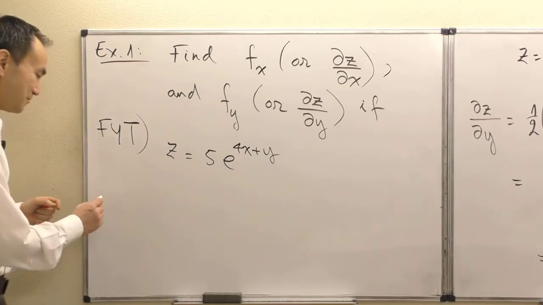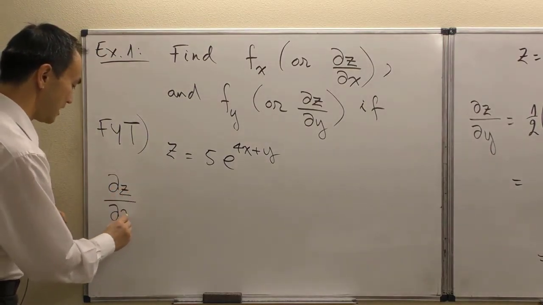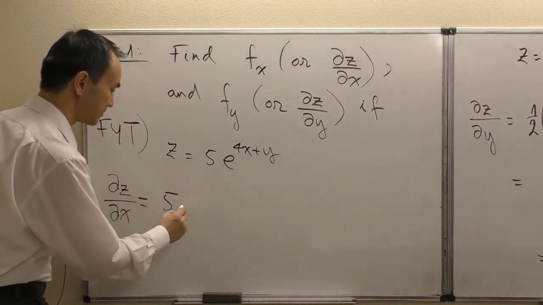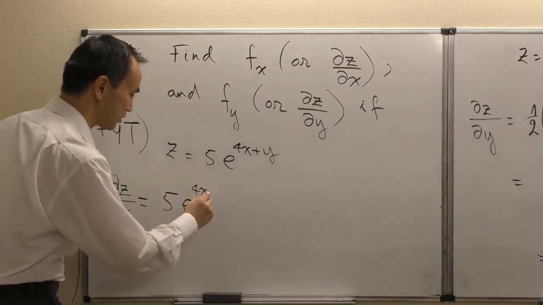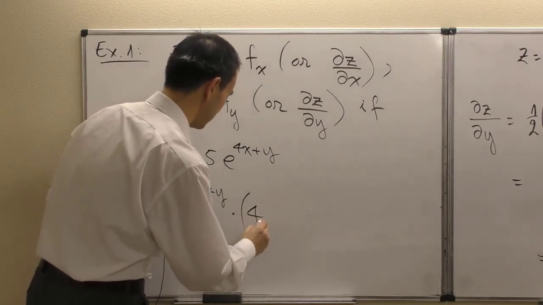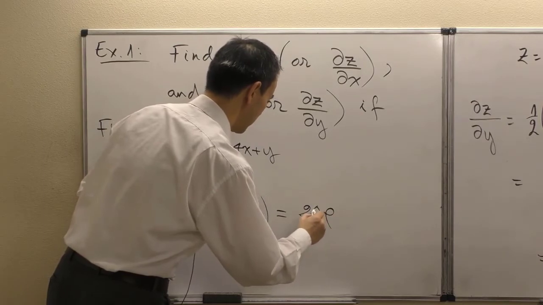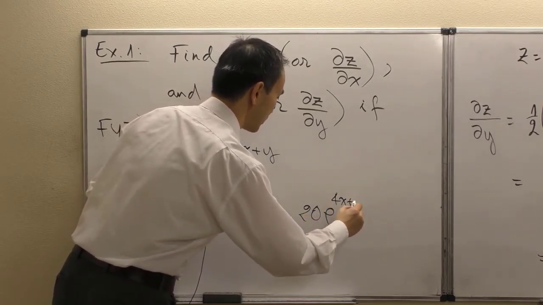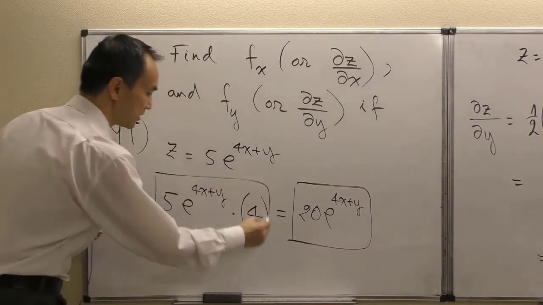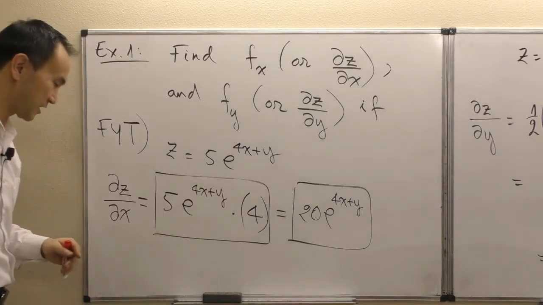All right, so now dz dx here is going to be 5 times e to the 4x plus y, times 4, which together is 20 e to the 4x plus y. Or we can also stop at this answer right here. And that's my answer in two different forms of writing it.